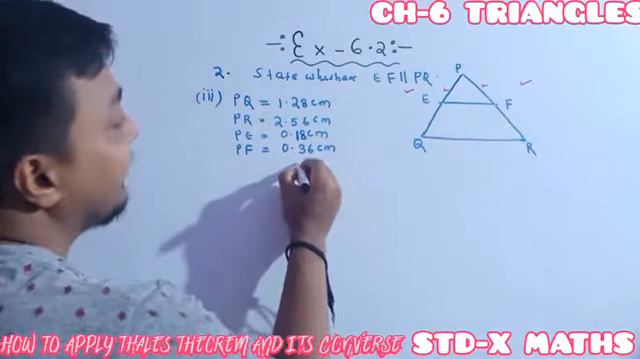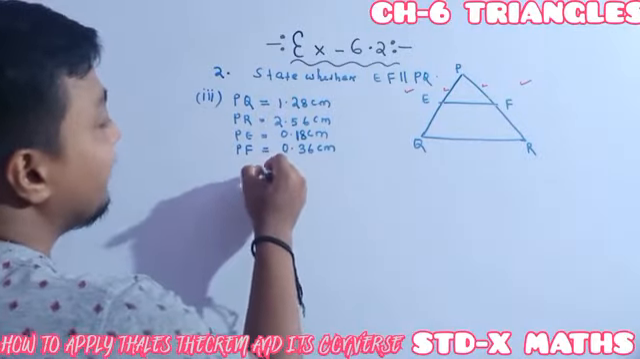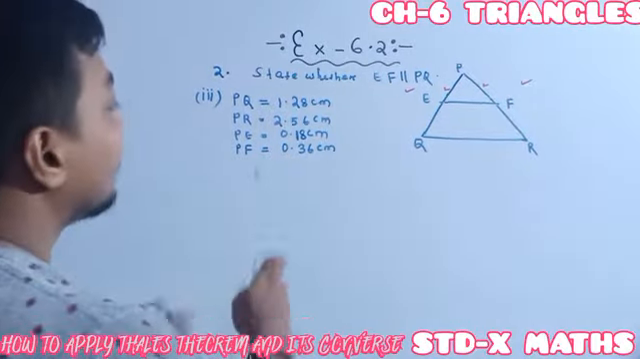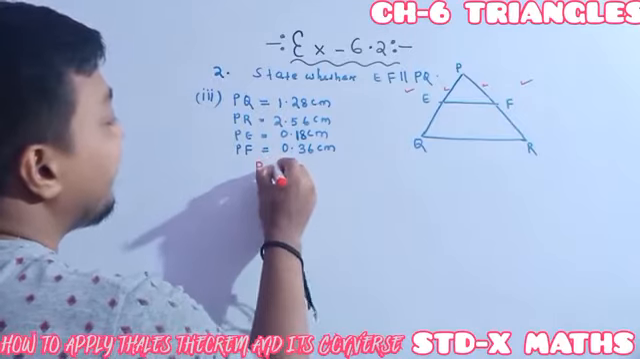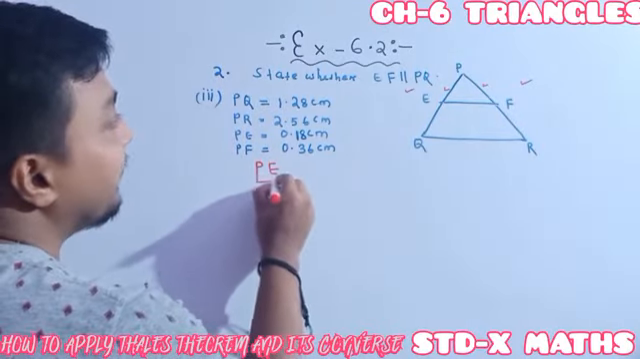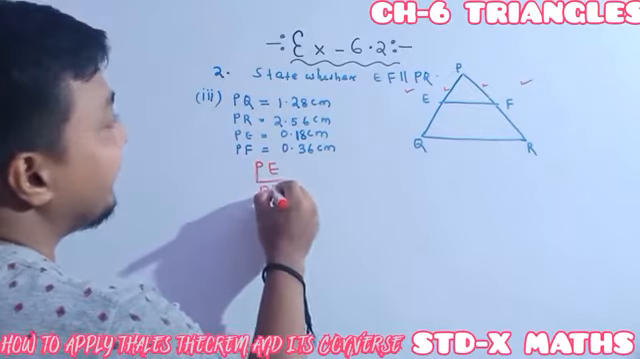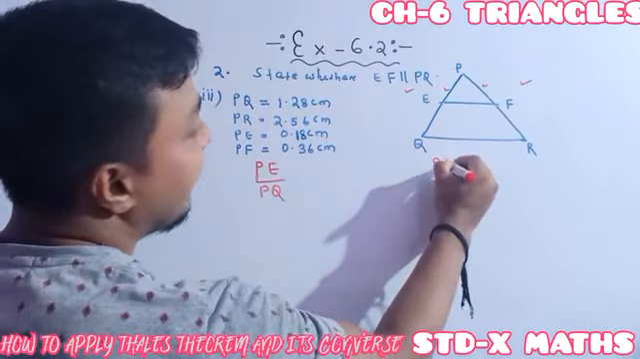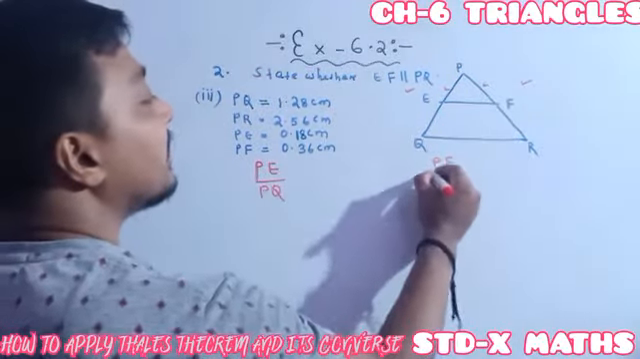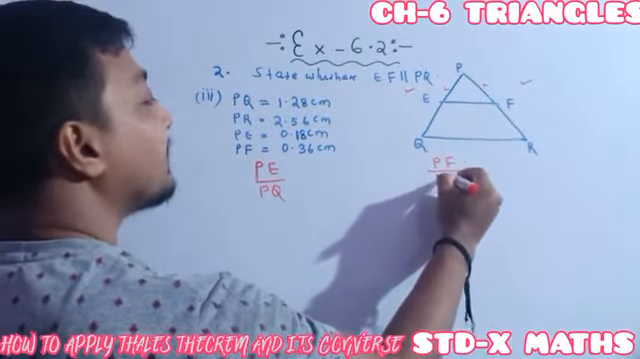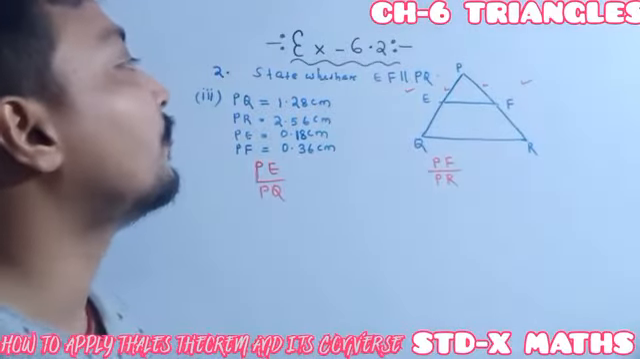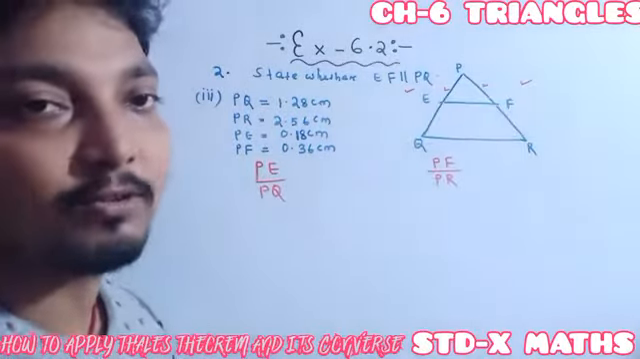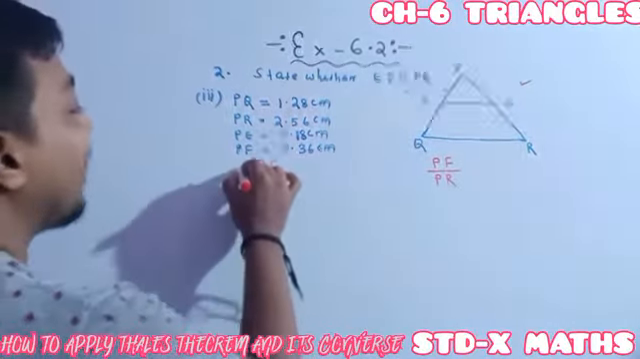So here I am writing, just see, if PE divided by the larger one, our PQ, is the same as PF, the smaller one, divided by its corresponding PR, then we can call both ratios the same. Then I can say that this one should be parallel to this one. So let me check this one, how fast it will be.